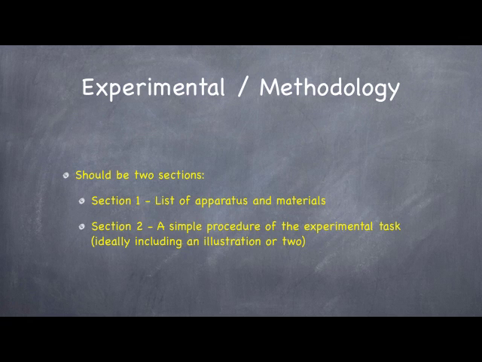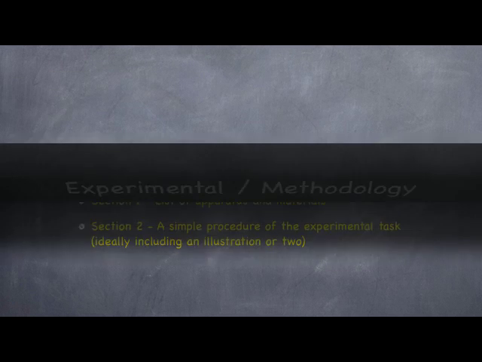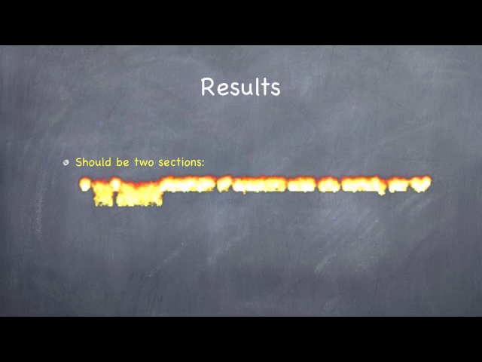The second part is a simple procedure of the experimental task. It's a bit like a step-by-step guide from the start to the finish. A lot of people scored quite well in this section, so a credit to most of you. So that is the experimental and methodology section. Next is the results. Again, should be in 2 sections.